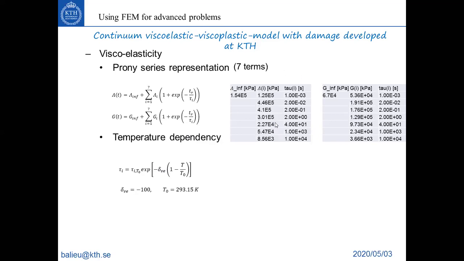That means we characterize the Prony series for one master curve at one certain temperature that we call reference temperature T0. And by using this formulation, we are able to characterize the behavior at all temperatures.